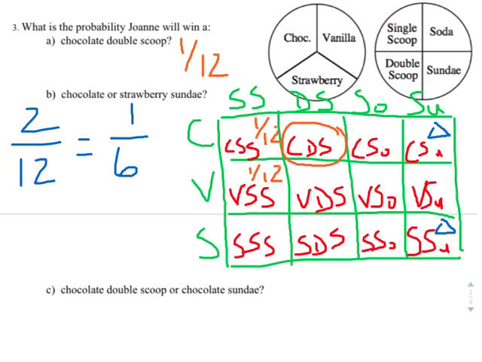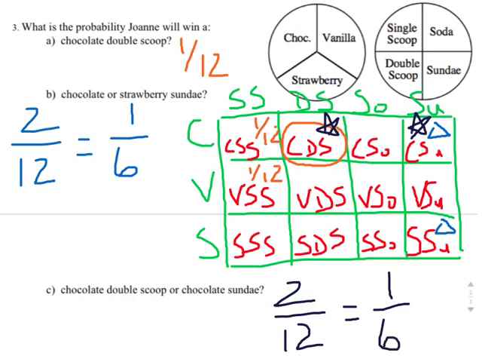The last part asks, what is the probability that we are going to get a chocolate double scoop or a chocolate sundae? I'm going to put a star in those boxes. The first one we're going to look at is the chocolate double scoop. So here's one, and I'm going to put a star. And a chocolate sundae over here is also a star. I like using different shapes for each of the different problems so that I don't get confused. So here we have 2 stars, so we have 2 out of 12. And like we did in part B, we need to simplify, so that would be 1/6.